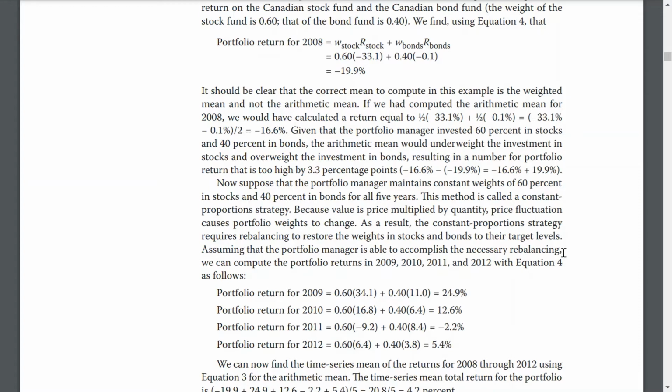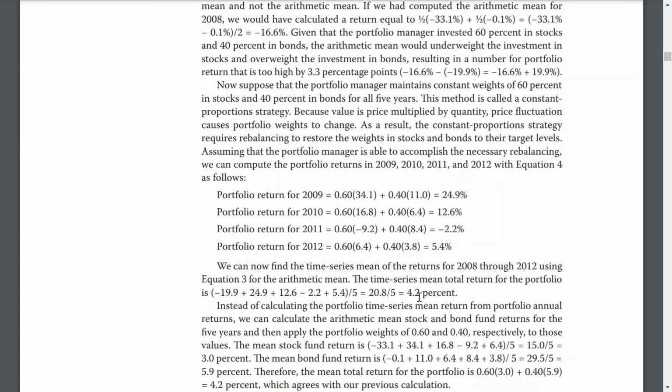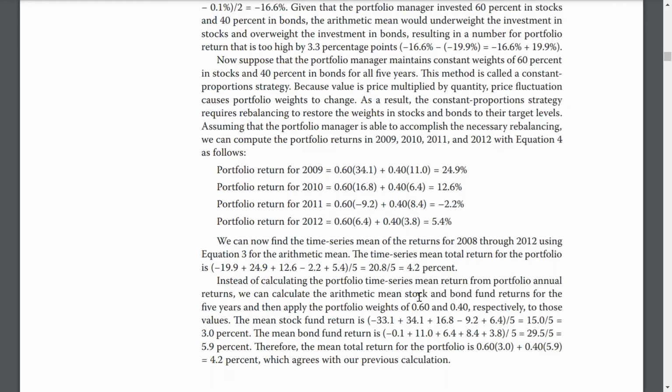We could compute the portfolio returns of 2009, 2010, 2011, and 2012 with equation 4 as follows. The portfolio return of 2009 is equal to 0.6 times 24.9%, and so on. As you can see, these are the portfolio returns for 2009, 10, 11, 12. We can now find the time series mean for the returns between 2008 and 2012 using equation 3. For the arithmetic mean, the time series mean of the total portfolio is around 4.2%.